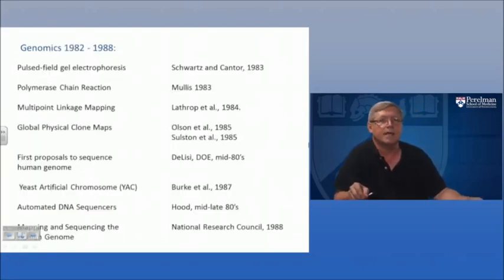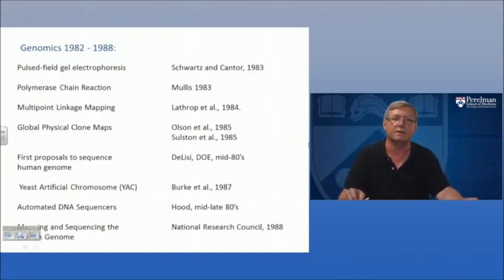From 82 to 88, a lot of really important technical breakthroughs happened that led directly to the ability to embark on the Human Genome Project. One of the most important was pulse field gel electrophoresis by Schwartz and Cantor in 1983, and this permitted, for the first time, the ability to separate out very large segments of genomic DNA. And I'll get to that again in a moment.